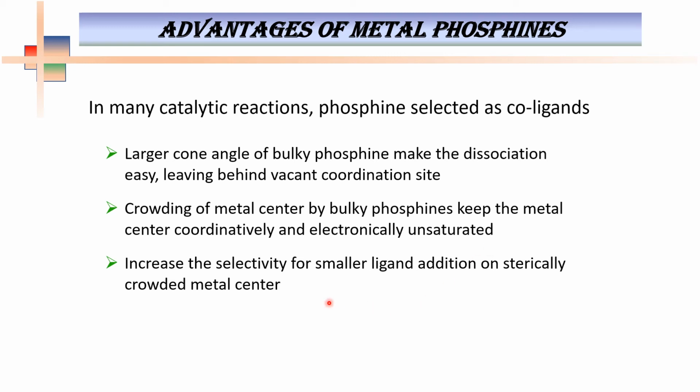And the third one, they increase the selectivity for a smaller ligand addition on a sterically crowded metal center. That means more phosphine ligands on the metal center allow only the smaller ligand to approach and bind with the metal center rather than the bulkier one, right? So this is one of the very important advantages of utilizing phosphine ligands in organometallic complexes.